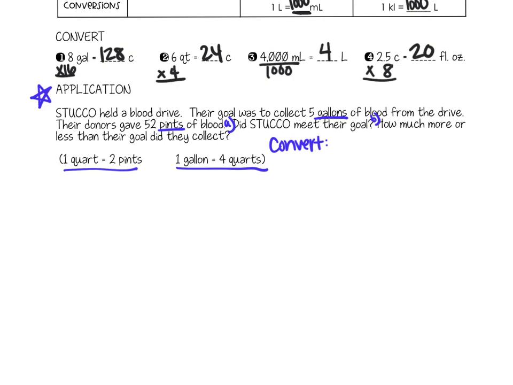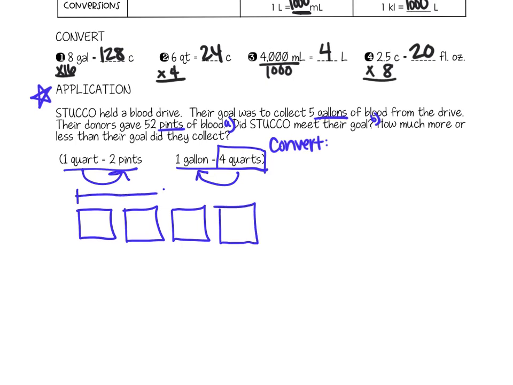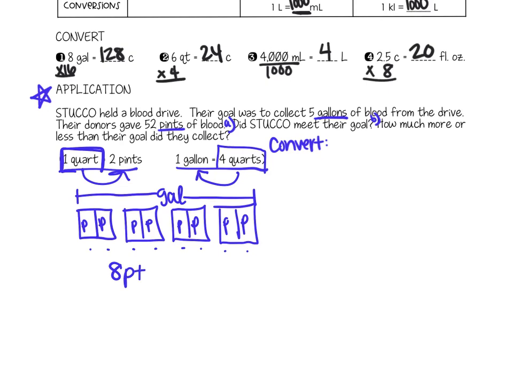So 1 quart is 2 pints, and 4 quarts is 1 gallon. All right, well then I know I want to take this 4. So there's 1, 2, 3, 4 quarts in a gallon. Okay, well over here, every quart is 2 pints. So that's pint, pint, pint, pint, pint, pint, and 2 more pints. Okay, well that means I have 1, 2, 3, 4, 5, 6, 7, 8 pints is 1 gallon.